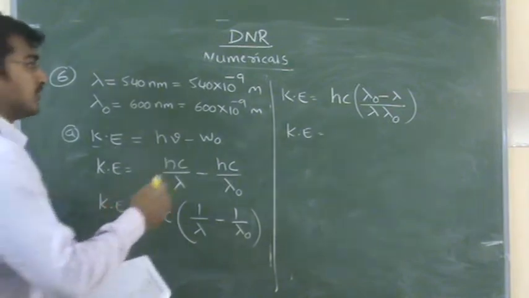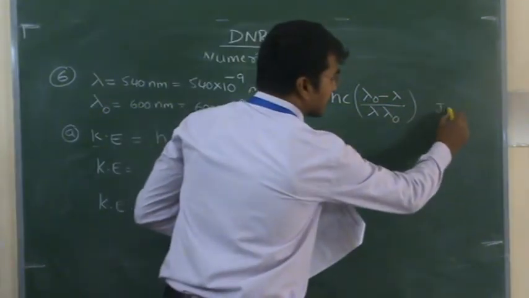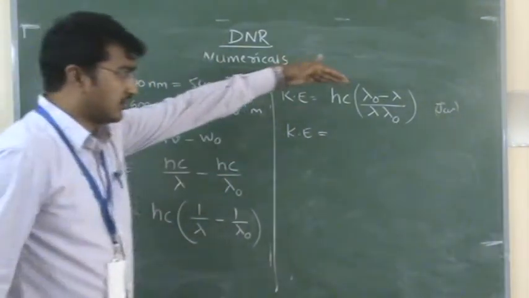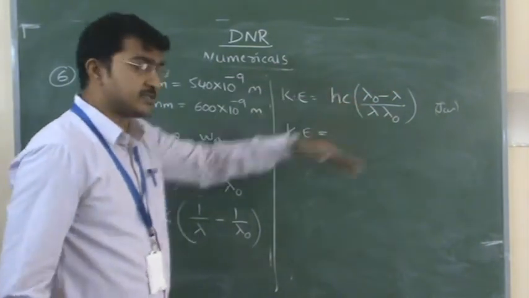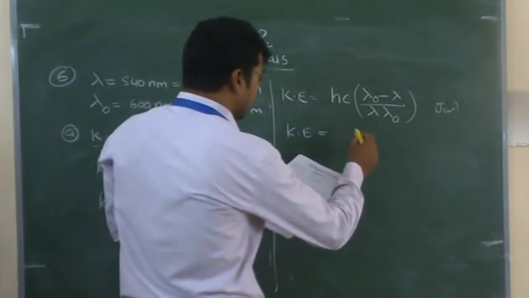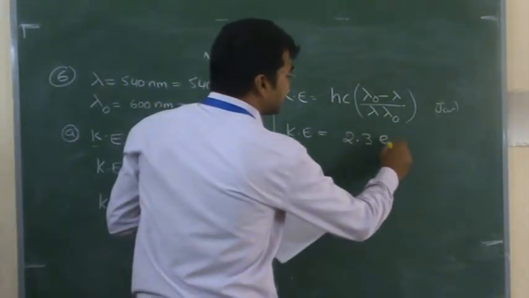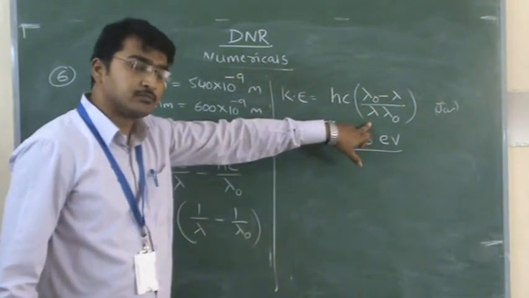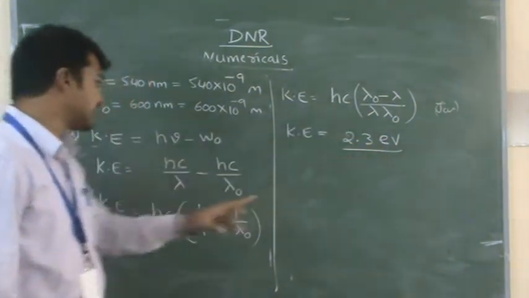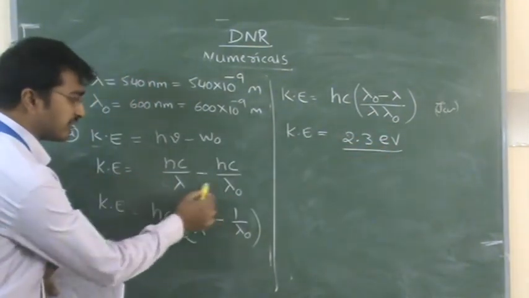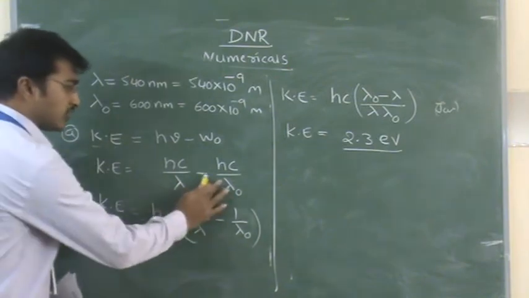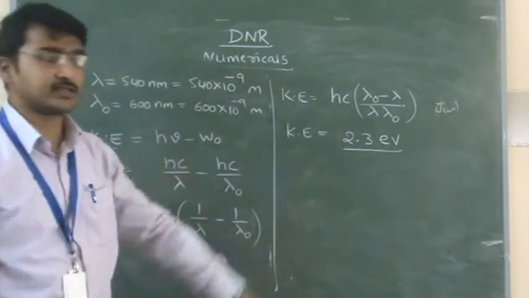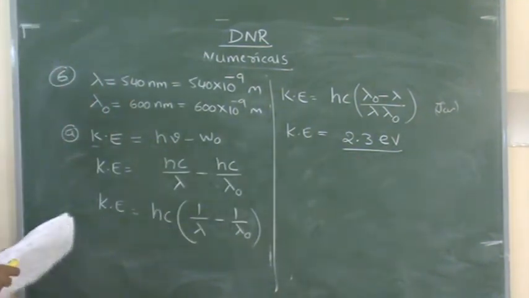When you find this energy in joules and divide by 1.6, you will get the answer of kinetic energy in electron volts. You will get the answer in joules; divide by 1.6. Otherwise, in every case you can mention the e value here, so it will convert into electron volts. So you will get the kinetic energy of 2.3 electron volts.